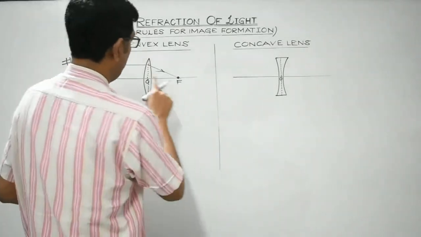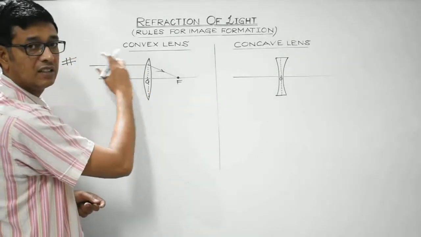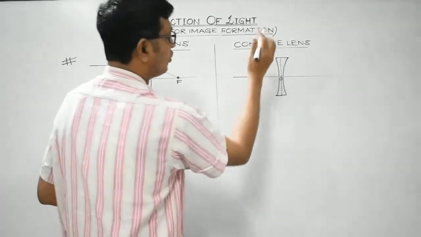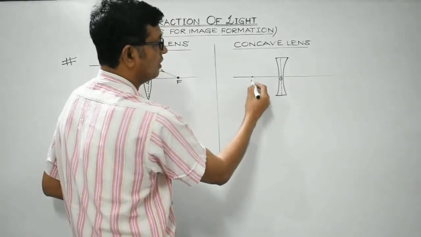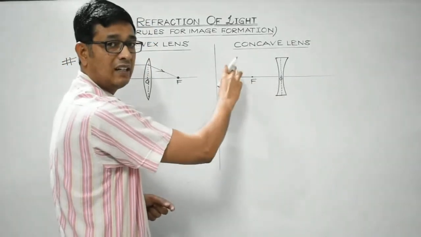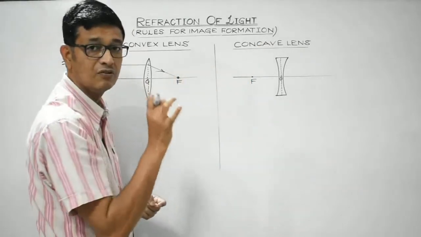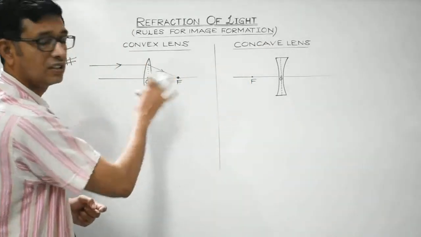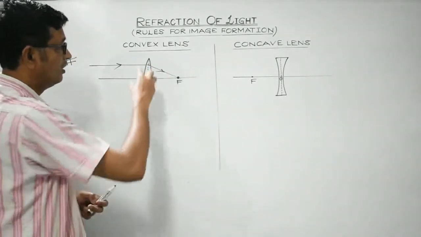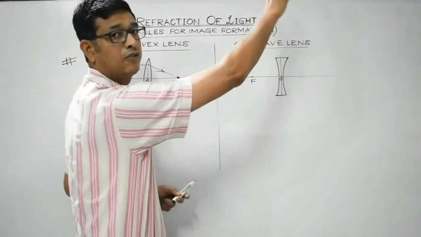Now, in this case, the focus is real. So if the object is placed on the left hand side, then its focus would be on the right hand side. Right? In the case of concave lens, the focus is virtual. This also we have discussed. So the focus is on the same side as that of the object. So in the case of concave lens, the focus is virtual. In the case of convex lens, the focus is real. So here also the same rule applies. But here, the ray after refraction converges. Here, it appeared to be coming from the focus.